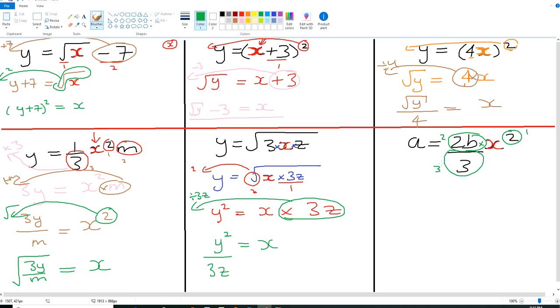So you must be able to read the question, what's been done, in which order. So, as we said before, we move everything in reverse order, move the last action first. Opposite divide by 3 becomes a time by 3. So we now have 3a is equal to 2b x squared. So we move the third action, now you're going to move the second action. Opposite of time by 2b is divide by 2b. So we got 3a divided by 2b is equal to x squared.